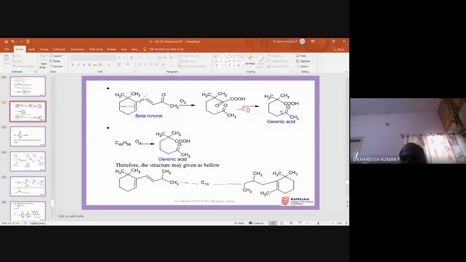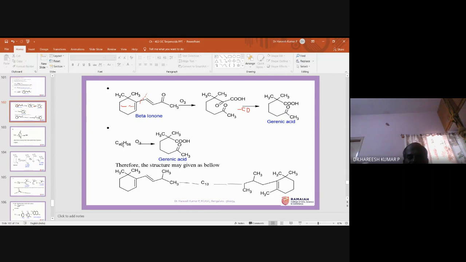So giving rise to geranic acid. What it indicates is that geranic acid is obtained on ozonolysis of beta ionone. You know that beta ionone is obtained by the oxidation of the chromophore of beta carotene. And now, at this stage, one more experiment.